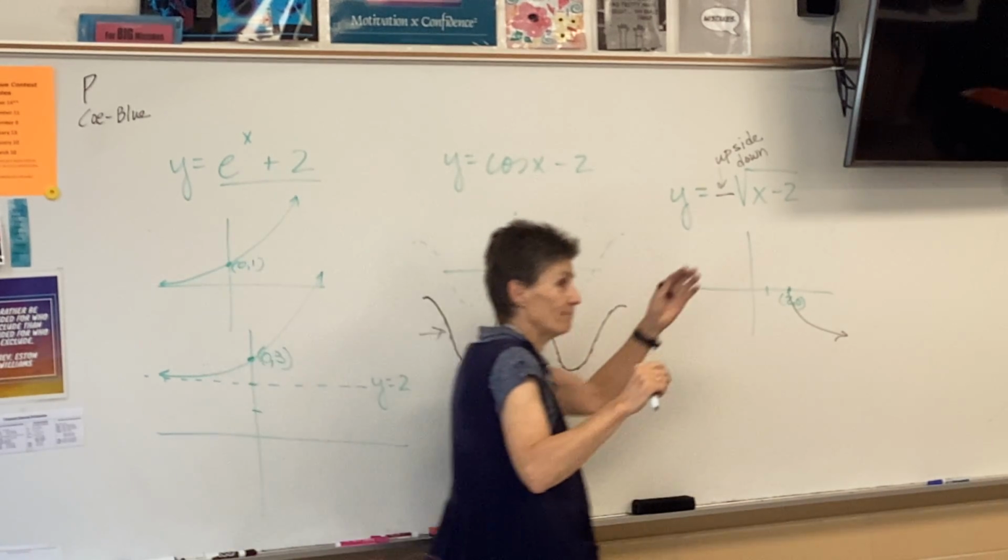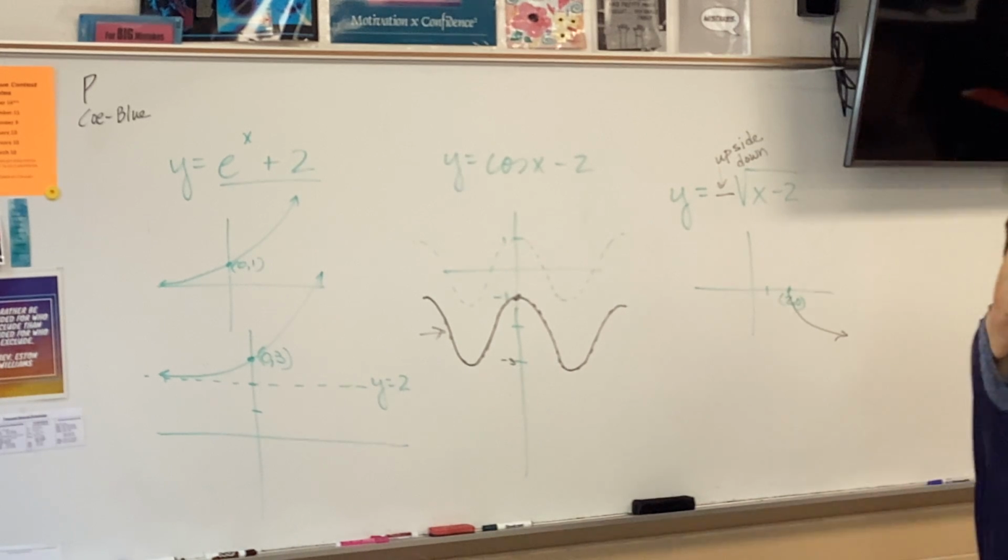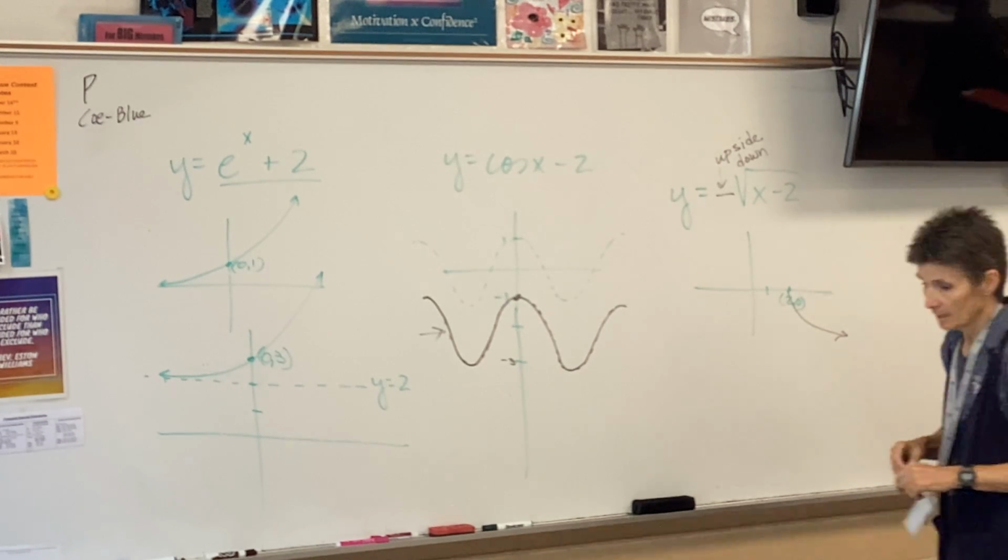So what if we had a V? What if we had a negative in front of a V? What would that do? Turn it upside down, make a V down this way. All right.